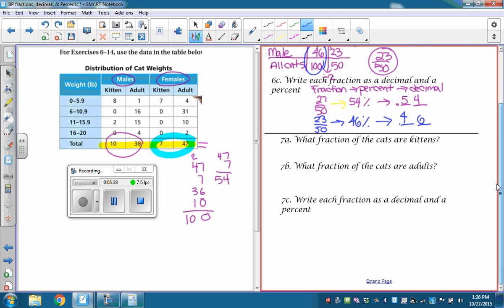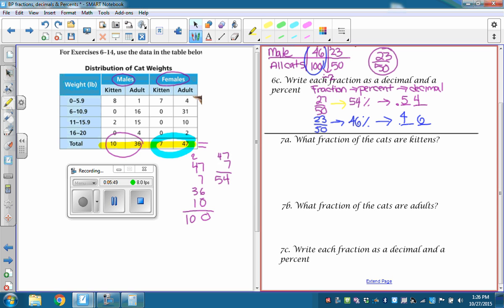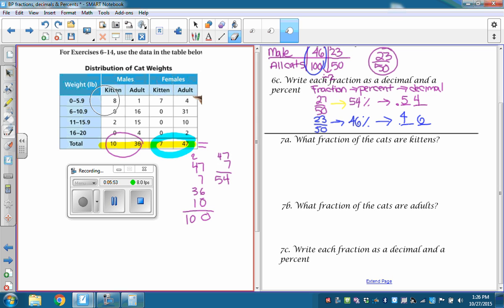So problem 7 is a little more challenging because the total is not 100. And that's what makes it interesting. But we still have to understand how to find that total. And that's why I made this video. So I'm going to erase everything here and start again with the reading.